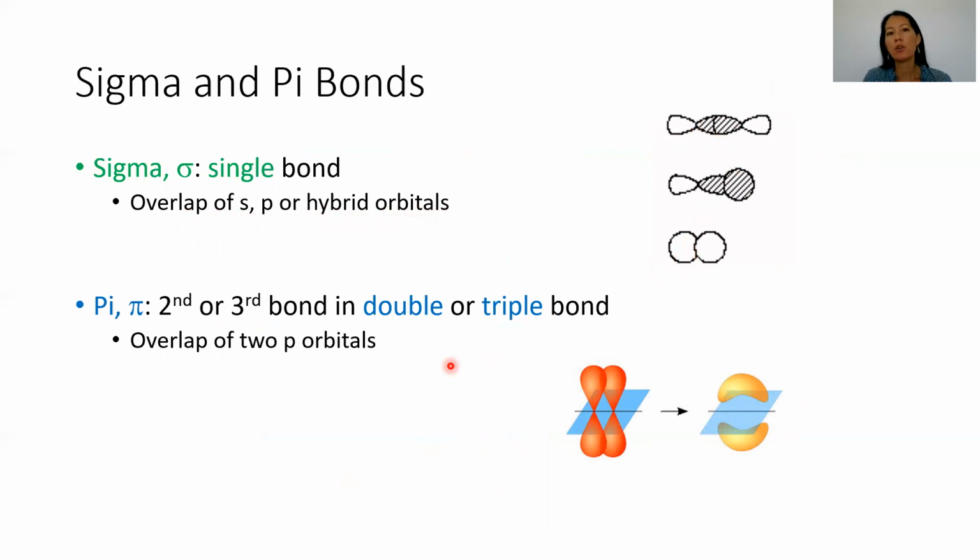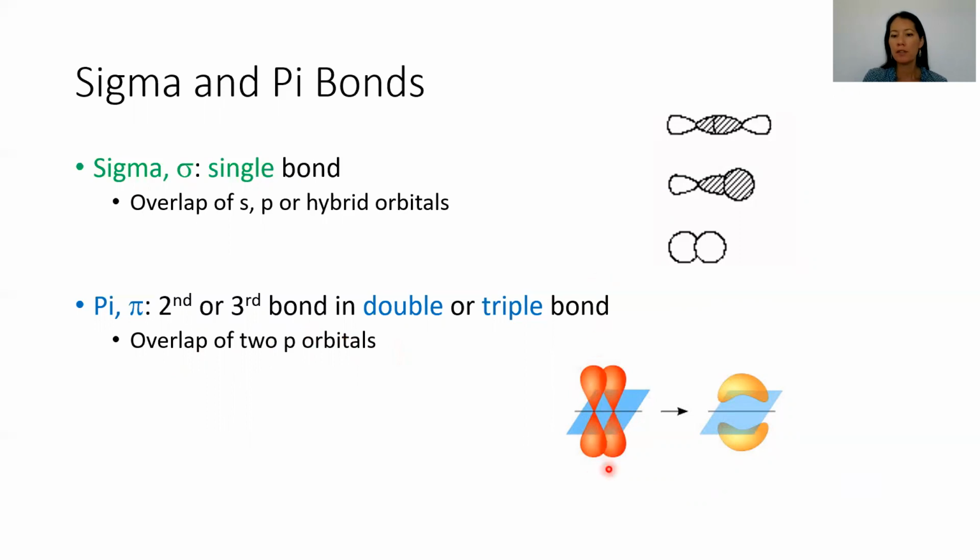A pi bond occurs when you're looking at multiple bonds. It's the second or third bond in a double or triple bond. So you have an overlap of p orbitals. So these are not hybrid. These are just the pure p orbitals.